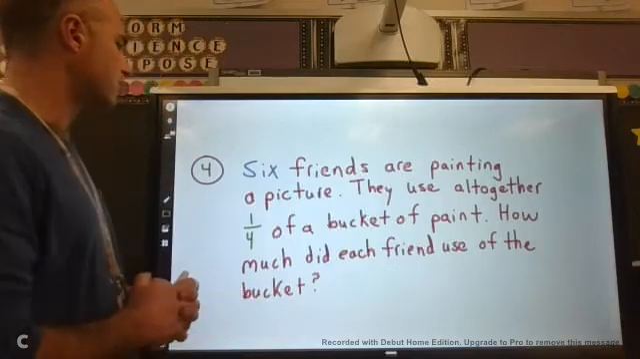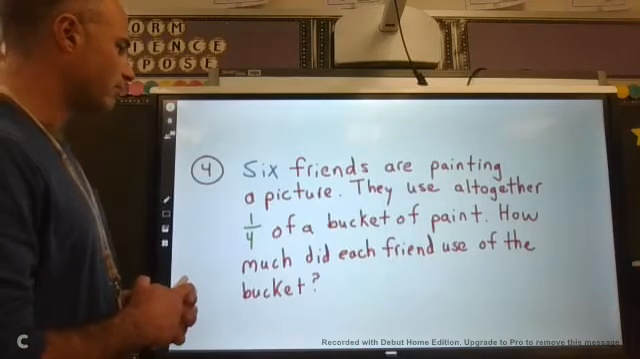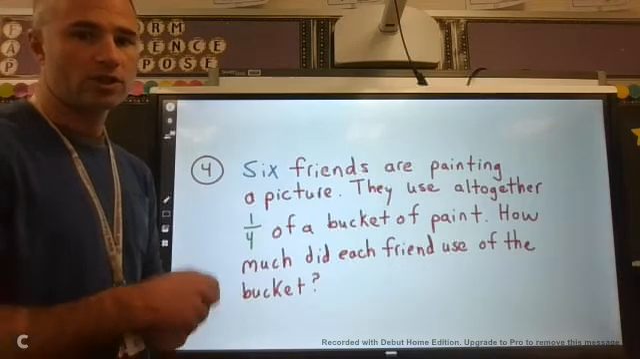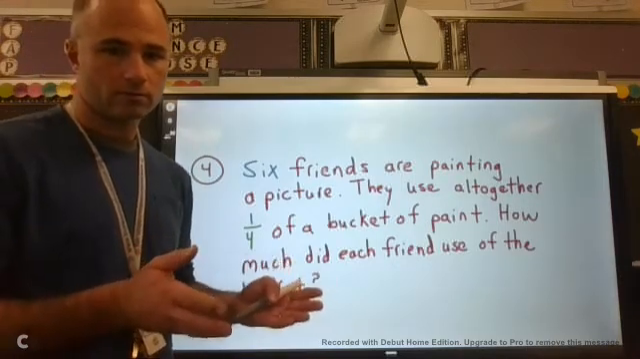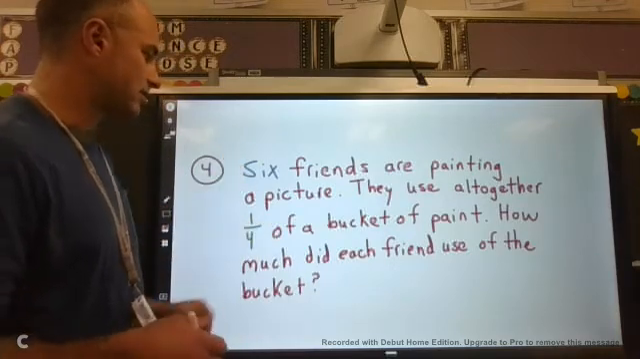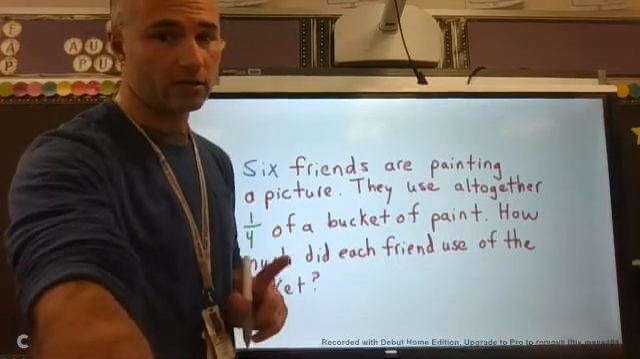So here we have 6 friends who are painting a picture. They use altogether 1/4 of a bucket of paint. So altogether they're using 1/4. How much did each friend use of the bucket? Assuming they're all using the same amount. So of this 1/4 of a bucket, you have 6 friends. Go ahead, draw the picture, and then stop. Hit the pause button at this point in time.